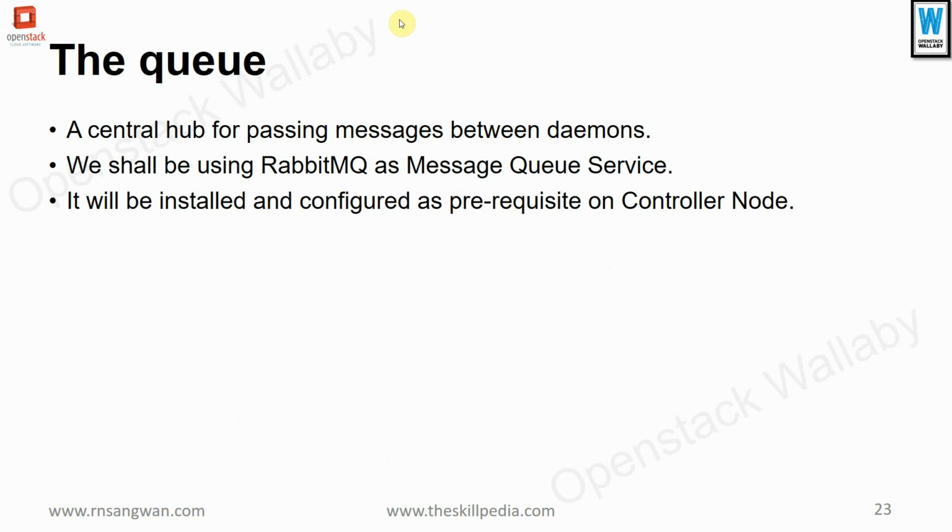This is a central hub. This is handled by the central hub, a central hub for passing messages between the daemons. We shall be using RabbitMQ, that is the Rabbit message queue, as a message queue service. It will be installed and configured as a prerequisite on our controller node.